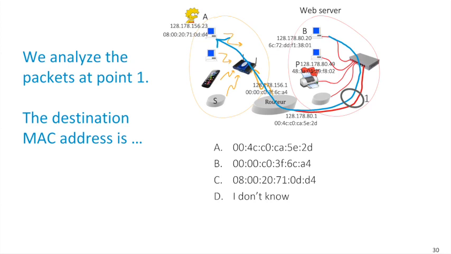From what side are we looking, from A side or B side? So B is sending to A. That's what the arrow means. One, are we observing it? So we are at one, and we see the packet as it flies here.